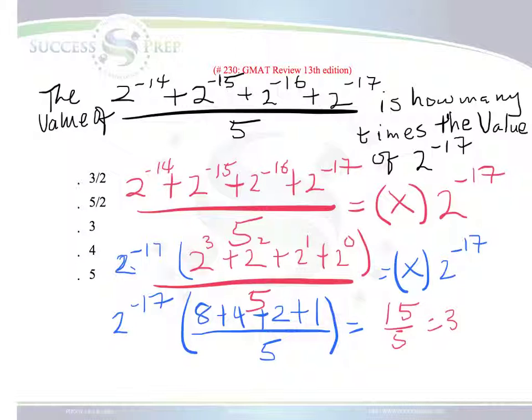3. So essentially we can then say that because we're getting a 3 for this entire value, it means that 3 times 2 to the negative 17 is the number of times. So the number of times is 3 times. So 3 is going to be the value for the x over here. It's pretty much 3 times 2 to the negative 17. So when the question asks you, this whole equation is how many times 2 to the negative 17, it is 3 times 2 to the negative 17. Thank you.